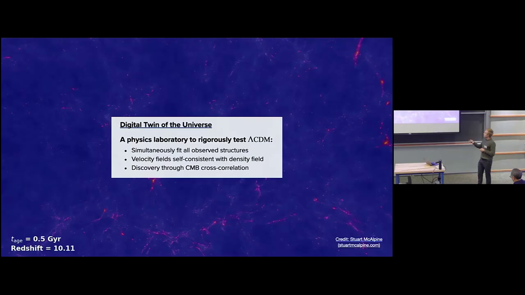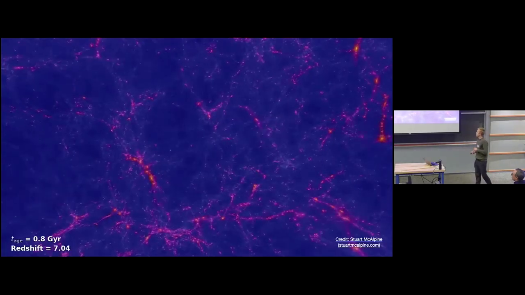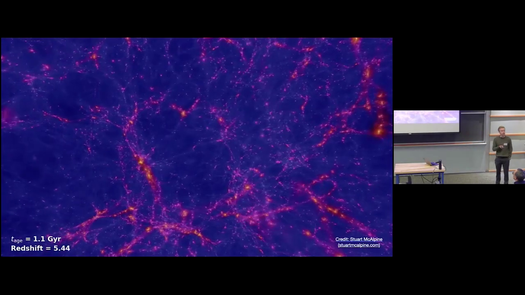We also get velocity fields that are self-consistently evolving with the density field. So they are consistent with each other. So we have evolving density fields. We also have the corresponding velocity fields. We can do discoveries through CMB, we can look for anomalous superstructures, and we can check for all these things in the same environment.